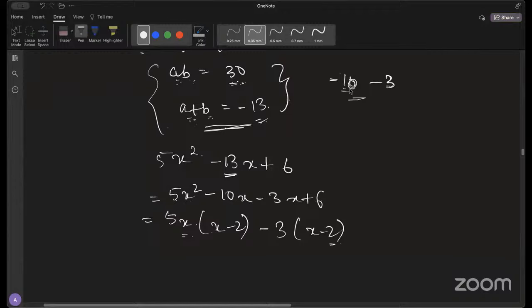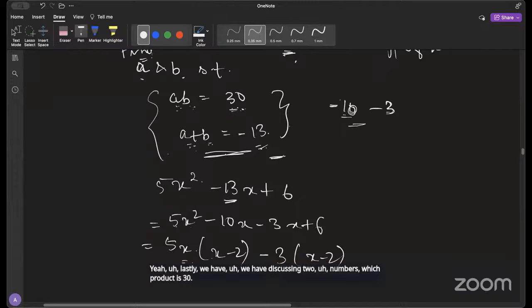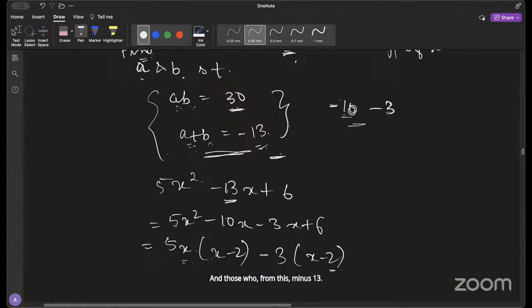Is my screen visible to all? Did we just lose you? Yes, ma'am. Okay, what was the last part that you guys were able to catch? What were we discussing? Till this part, was it clear? Yeah, lastly, we were discussing two numbers whose product is 30 and whose sum is minus 13. So this is where I lost connection, I guess.